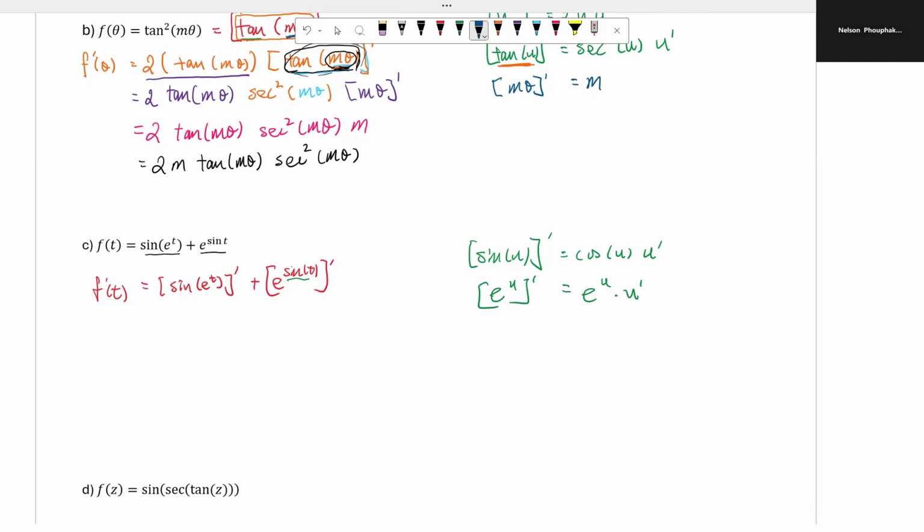Then let's see. For this one, the derivative of the outer function, the sine function, is cosine. So I have cosine of e to the t, keeping the inner function, and multiply by the derivative of e to the t. Plus, again my outer function is of the form e to the u, so I will have e to the sine of t, and I take the derivative of the power u. And now, the derivative of e to the t is just e to the t.